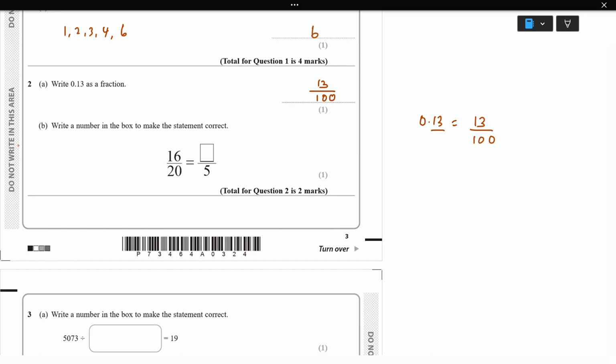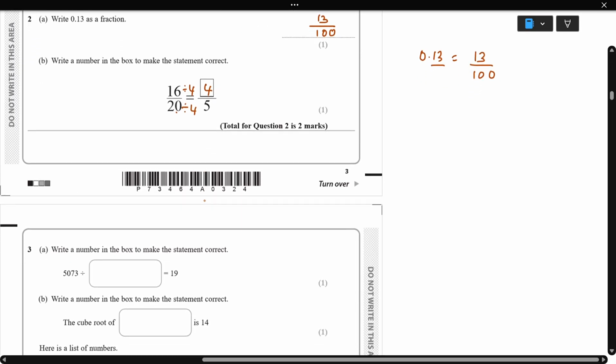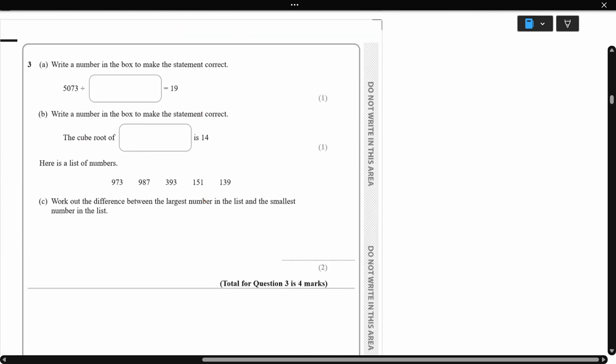The next question, write the number in the box to make the statement correct. Here 20 becomes 5, so we divide by 4. So here, 4 divided by 4 is 1, so the answer is 4 over 5.